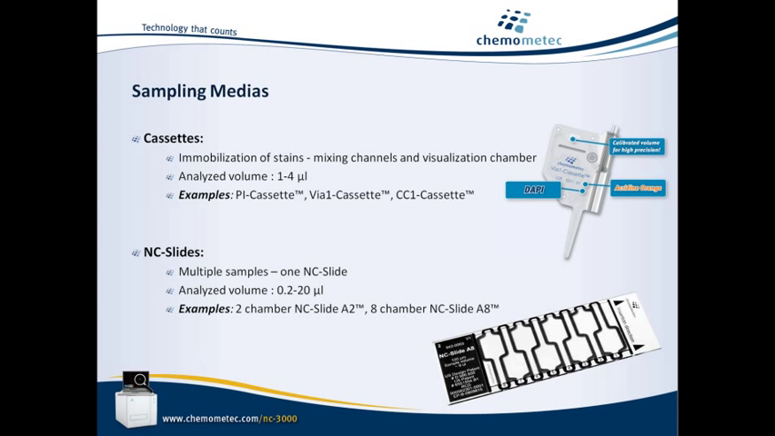On top of that, we have our NC slides for multi-samples. So there are 2 types of slides. There's the A2 and A8 slides, and here is an example of an A8 slide. In these you can analyze multiple samples, both for counting but also all our analytical assays, the fixed analytical assays, apoptosis assays, and so on, and the FlexiCyte assays.